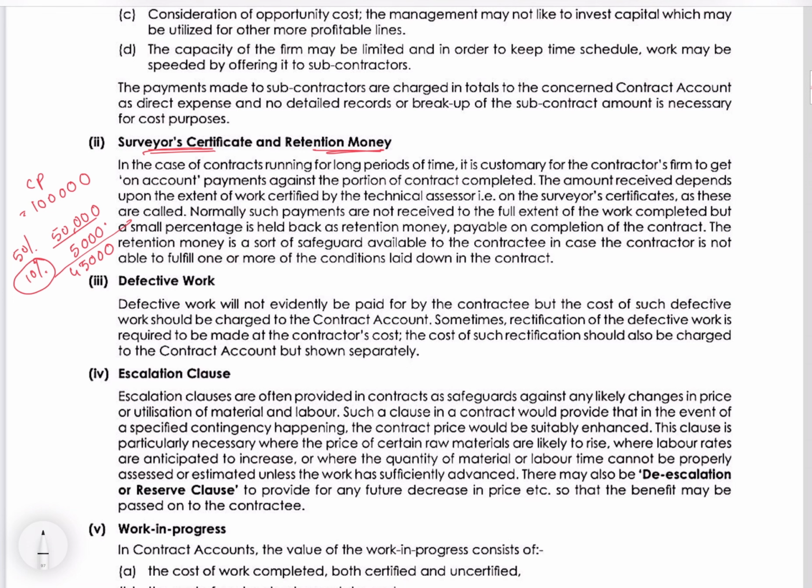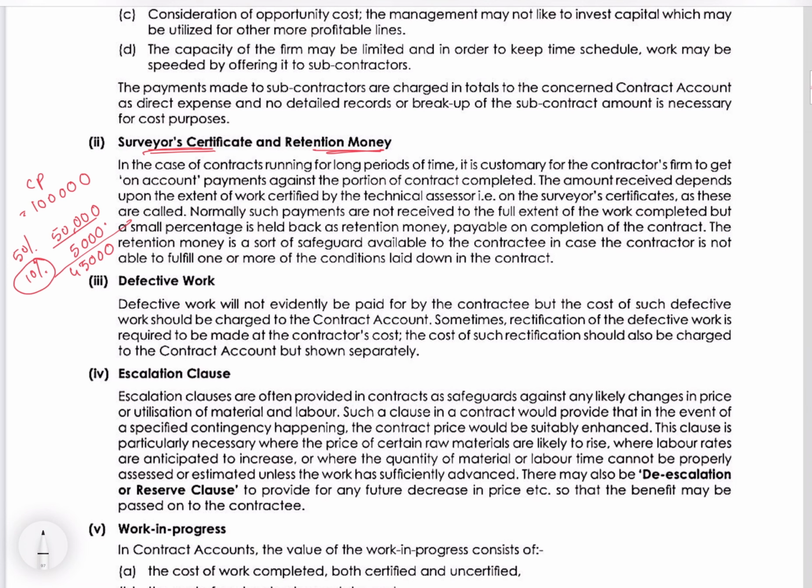Like if anything in that work, any damage or anything is visible, to protect himself, he keeps that money aside. That is called retention money. So retention money is that amount which he keeps or holds back, so that if anything happens in the contract, in the work which he has done, he finds some mistake or damage or anything, he can hold it and take it as whatever compensation, and he may keep it. He may not pay it to the contractor.